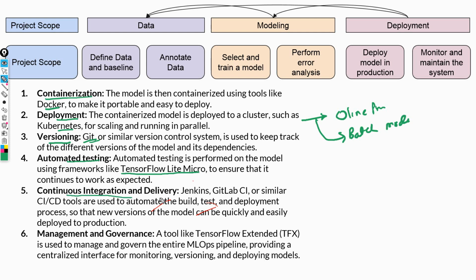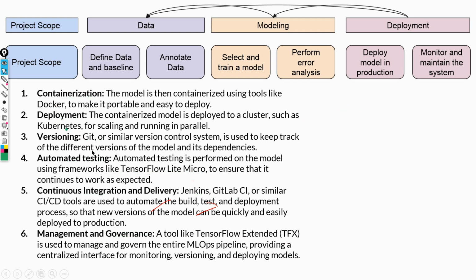You have to create a CI/CD pipeline for continuous integration and continuous delivery. You can use Jenkins or GitLab or any other similar CI/CD pipeline to build, test, and deploy a newer version, which is quick to deploy in production. The last point to note is on management and governance. There's a tool called TensorFlow Extended, where you can manage and govern your entire MLOps pipeline. It is a central location where you can monitor, version, and deploy your models in a single place. We'll look at a lot of examples of TensorFlow Extended code in upcoming lectures.